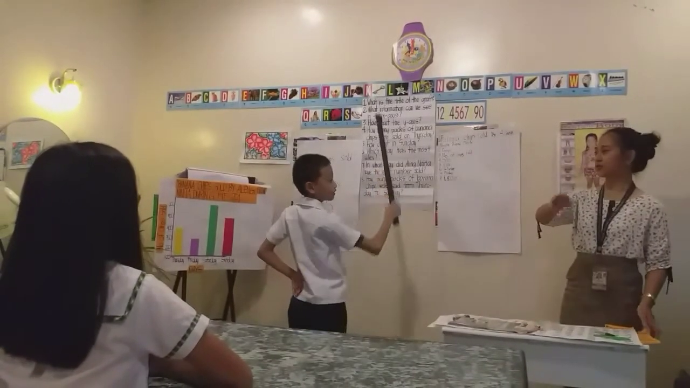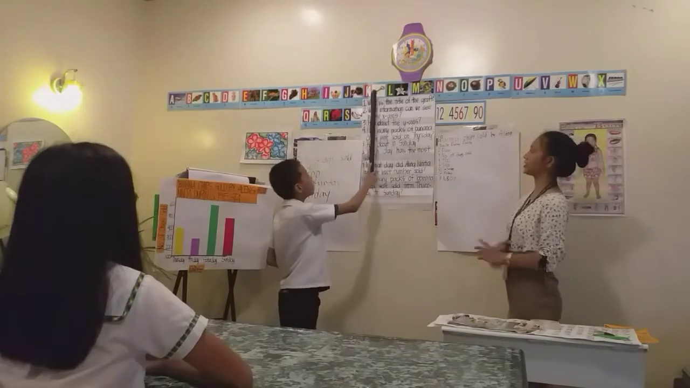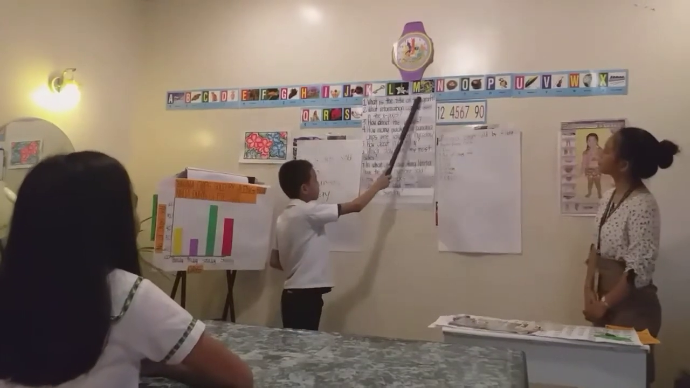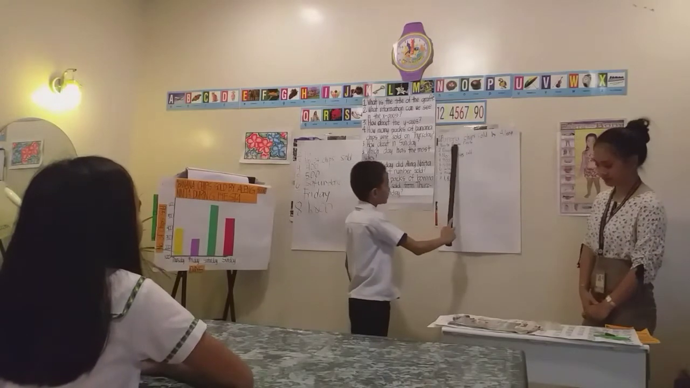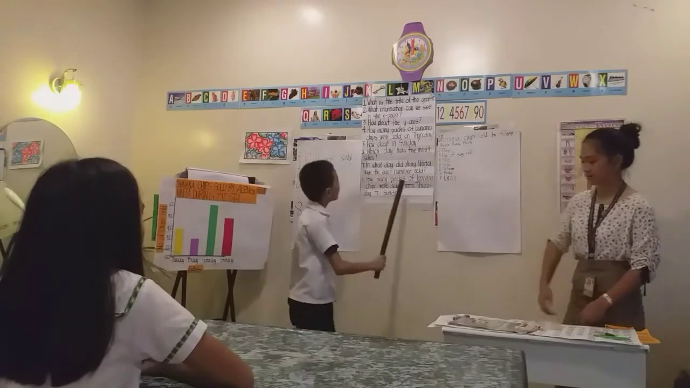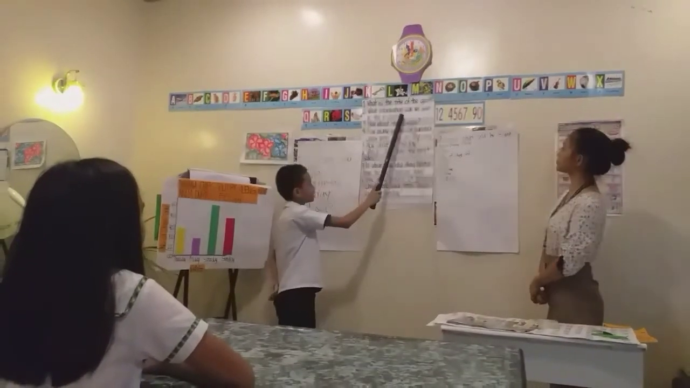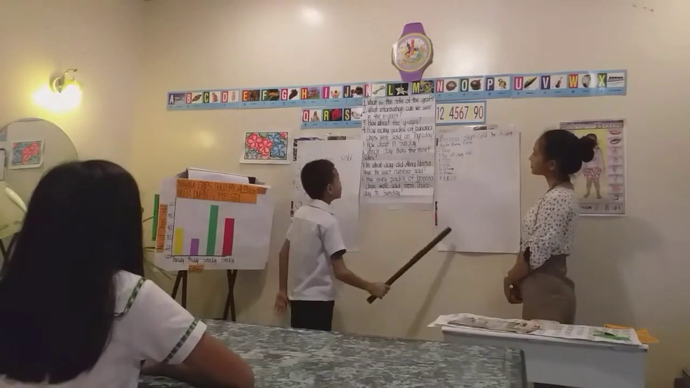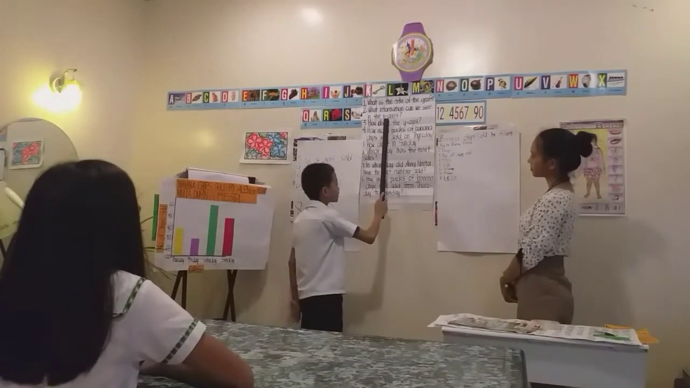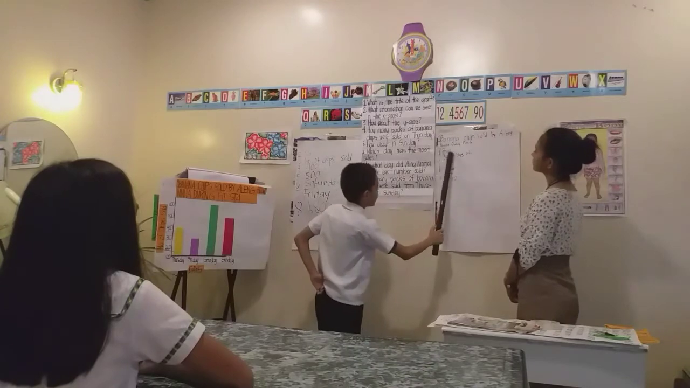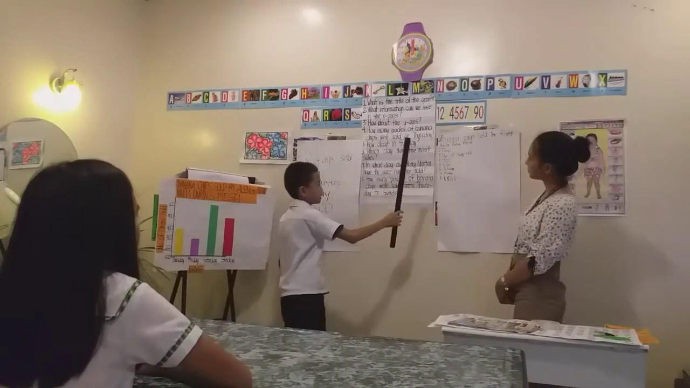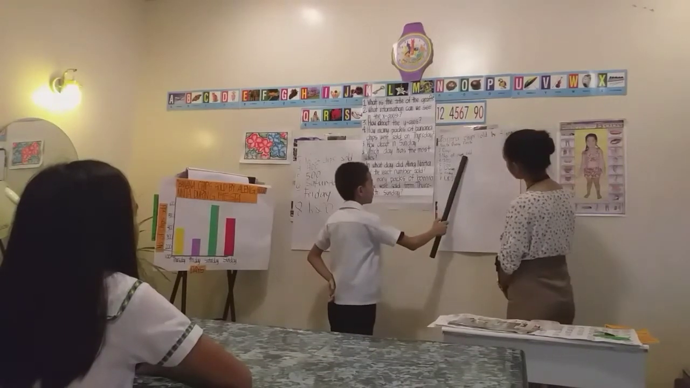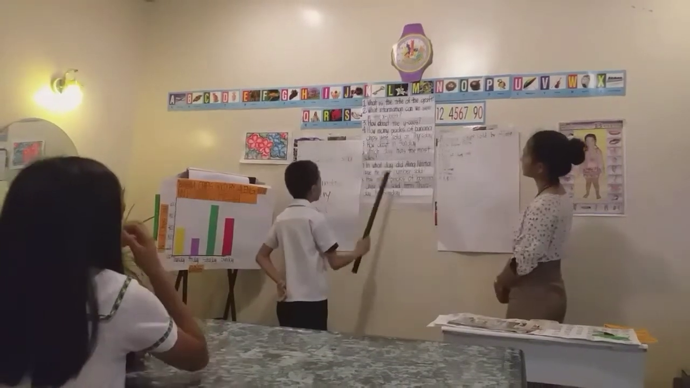Please face your classmate. What is the title of the graph? Banana chips sold by Aling Ninita during Fiesta. Okay. Two. What information can we see in the x-axis? Days. How about the y-axis? Numbers of chips sold. Four.